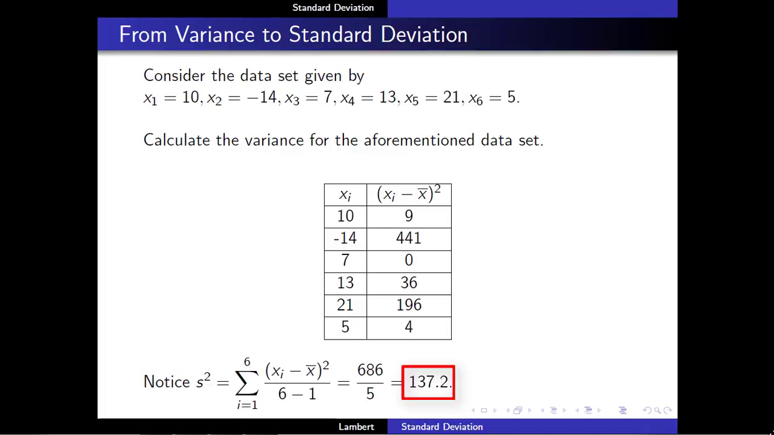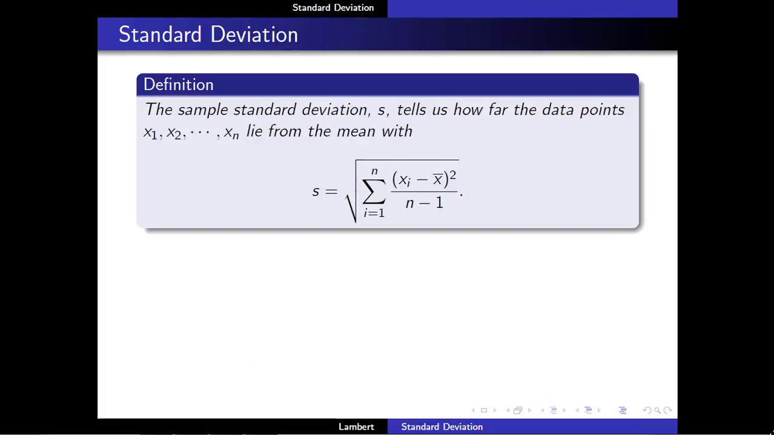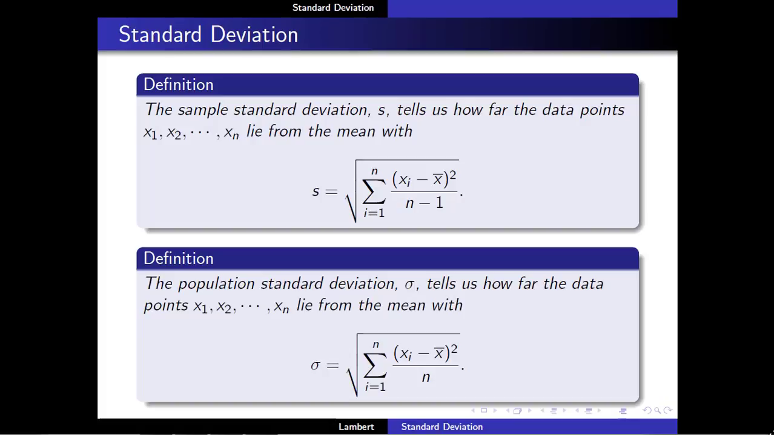Now, we were looking for this magical term called standard deviation. What we need to do is take that s squared and take the square root of both sides. So our sample standard deviation is the square root of the sum of the squares of the differences between the mean and the observation values, all divided by n minus 1. A similar population standard deviation definition can be given. The only difference is that instead of dividing by n minus 1, we divide by n. Just like before, where we focused on sample variance, we're going to focus on sample standard deviation from here on out.